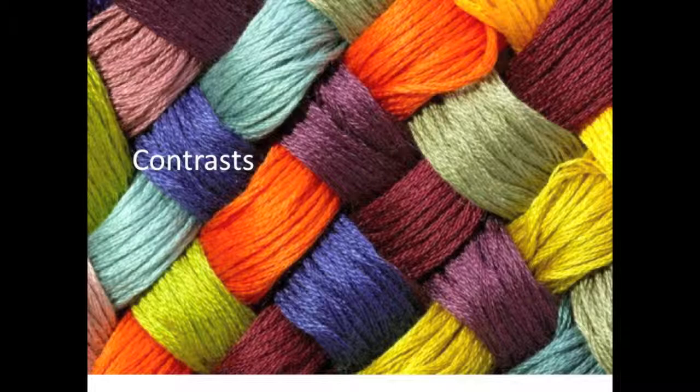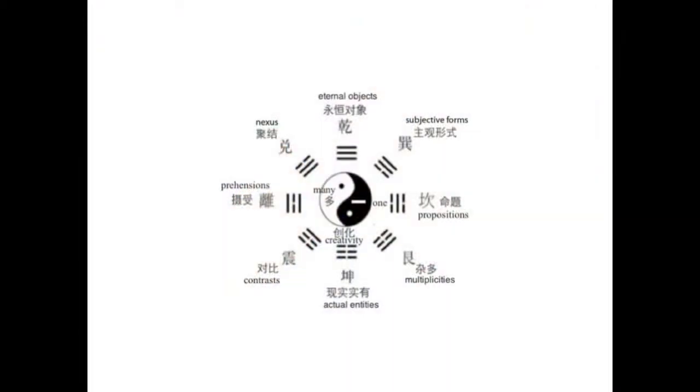Welcome to Lesson 18. Our subject in this lesson is Whitehead's notion of contrasts. You will recall that for Whitehead, there are 8 different kinds of existing things. Actual entities have a kind of primacy. But in addition, he talks about contrasts. And for Whitehead, contrasts are very important.